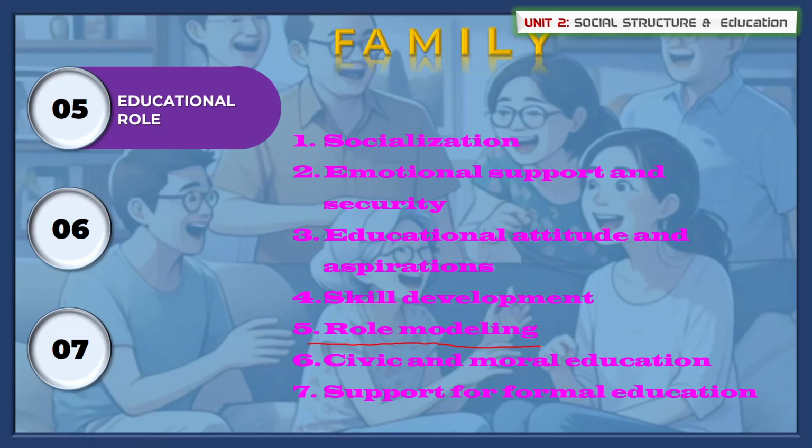Next one is role modeling. Parents and family members serve as role models, demonstrating behaviors, attitudes, and work ethics that children are likely to imitate. This modeling can influence everything from academic dedication to interpersonal relationships. Families impact cultural and social identities, helping children understand their heritage and place within the larger community.